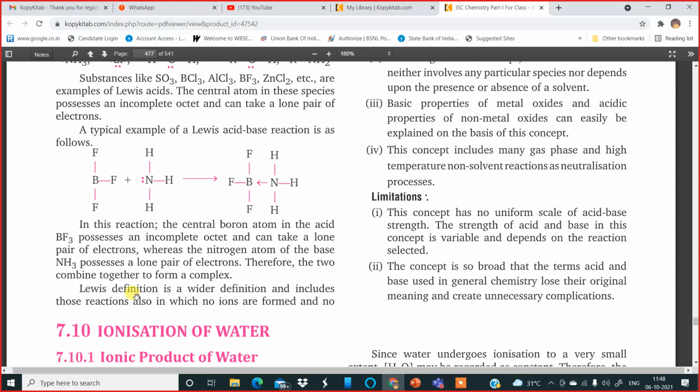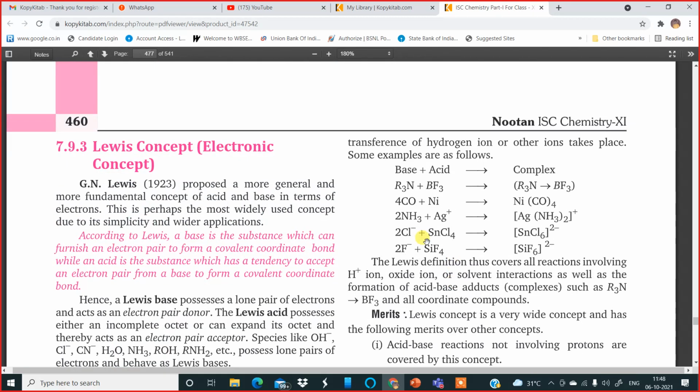So the Lewis definition is a wider definition and includes those reactions also in which no ions are formed, and no transference of hydrogen ion or other ions takes place. Here base plus acid gives a complex. Most of the time, whenever a base and an acid combine, a complex is formed. The Lewis definition thus covers all reactions involving H+ ion, oxide ion or solvent interactions, as well as the formation of acid-base adducts, complexes such as R3N, tertiary amines, BF3 and all coordinate compounds.